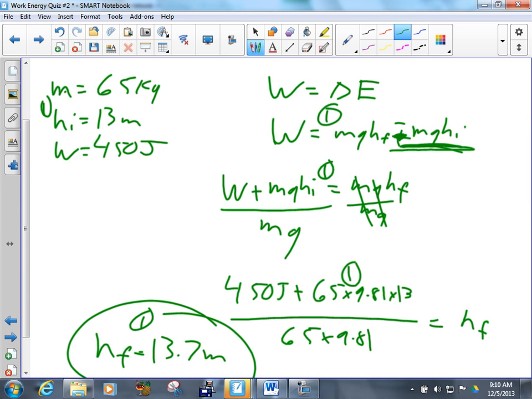Give them a mark for plugging in their numbers, 450 plus 6.5 times 9.81 times 13, or maybe they just plugged in what that equaled, over 65 times 9.81. That gives them HF, and HF should come out to 13.7 meters. So you are aware.